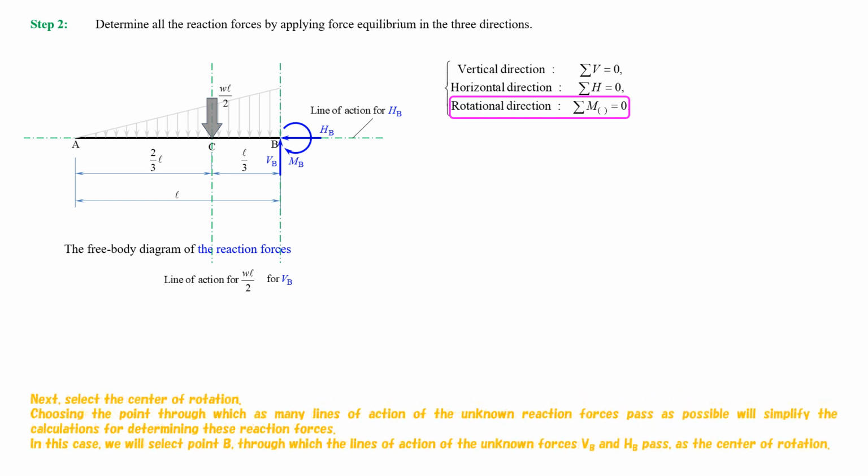Next, select the center of rotation. Choosing the point through which as many lines of action of the unknown reaction forces pass as possible will simplify the calculations for determining these reaction forces. In this case, we will select point B, through which the lines of action of the unknown forces VB and HB pass, as the center of rotation.